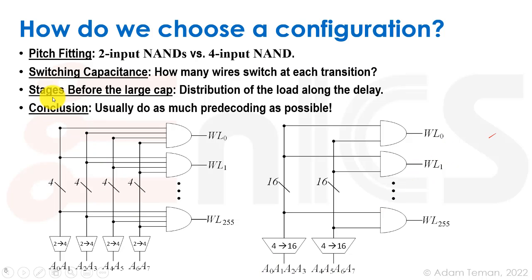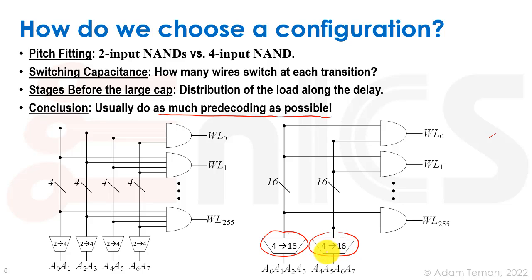We said that for predecoding, we should usually do as much predecoding as possible. And what does that mean? We should use the largest predecoders that we can get. So in this example, if we have 8 bits, we can divide them into 4 2 to 4 predecoders, or 2 4 to 16 predecoders. And what I wanted to say is, at least for 3 reasons, we should go for the 2 4 to 16 predecoders, have as large predecoders as possible.